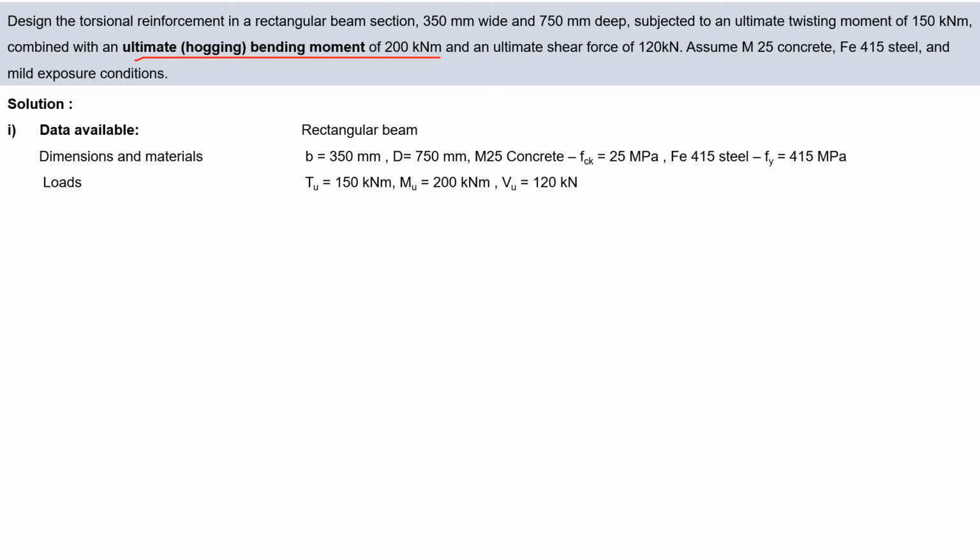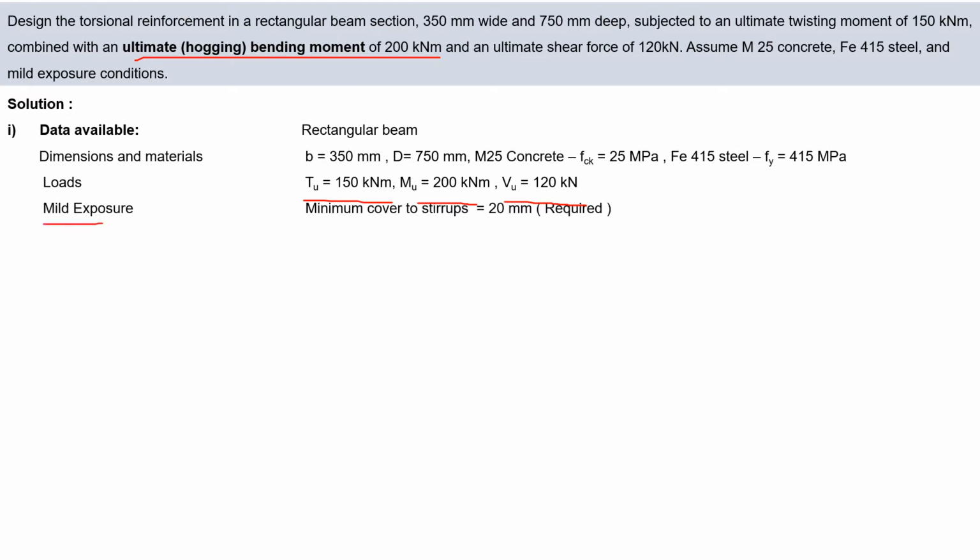Now the loads or the moments which are given in the statement. First of all, it is given that ultimate twisting moment, so Tu is ultimate twisting moment, that is 150 kilonewton meter. Mu is the ultimate bending moment. Here in this case, it is hogging, 200 kilonewton meter, and ultimate shear force 120 kilonewton.